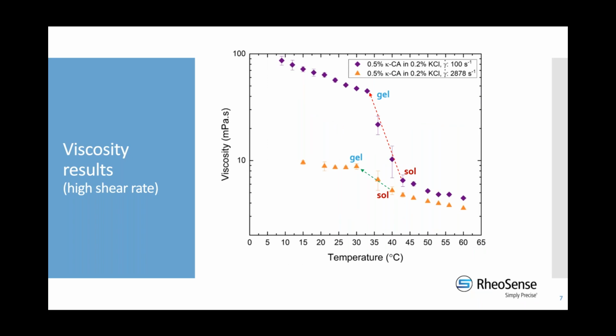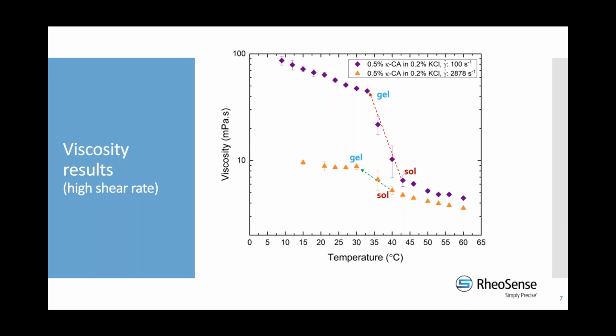With that in mind, here I'm going to show you the effect of shear rate on the temperature-dependent viscosity and sol-gel transition of the sample that contains 0.5 weight percent carrageenan in 0.2% KCl. It is clear from the results that with the increase in shear rate from 100 inverse second to about 2900 inverse second, the viscosity decreases.